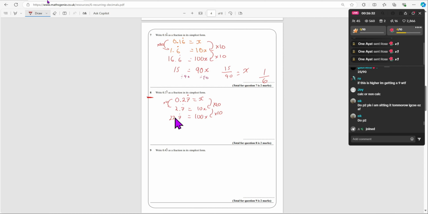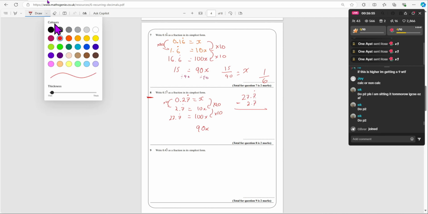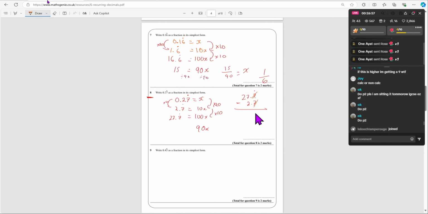Now, as you can see, we have 27.7 recurring and 2.7 recurring. We can see that if we subtract these two, we will cancel the recurring decimals out. So we're going to get 90x. So 90x is going to be equal to 27.7 recurring, subtracted by 2.7 recurring. These recurring decimals will cancel each other out. It's going to give us 0, and then 7 minus 2 is going to be 5, and 2 minus nothing is going to be 2. So we know that 90x is equal to 25.